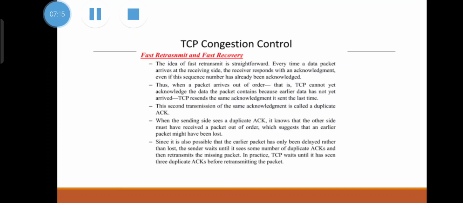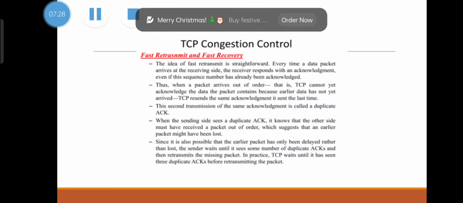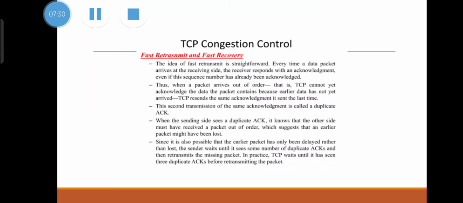In fast retransmit and fast recovery, the receiver is going to play a key role. Generally, if I send a data packet and I don't receive the acknowledgement within the time period, what will happen? It will assume that the data or the frame has been lost, and then it will do the retransmission. But it has to wait now.